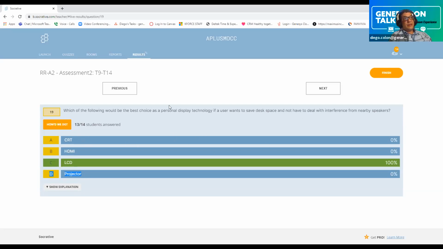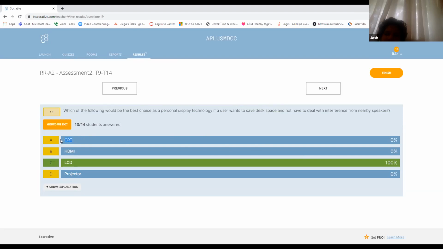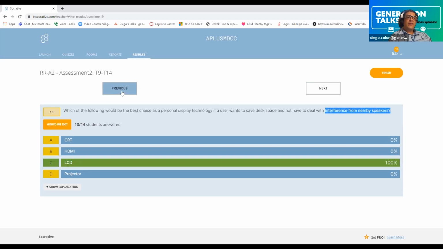Okay. The first thing that they asked us, besides the interference with speaker, was saving desk space. Do you agree? Yes. So CRT is much bigger than an LCD. Now, on top of that, when you go and buy the LCD, they also tell you that they want no interference from nearby speakers. Which LCD would I buy? LED. Thank you.